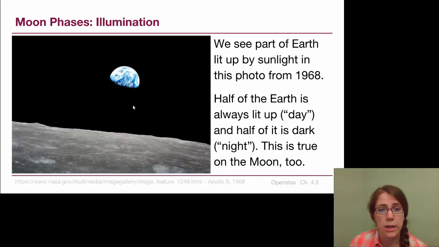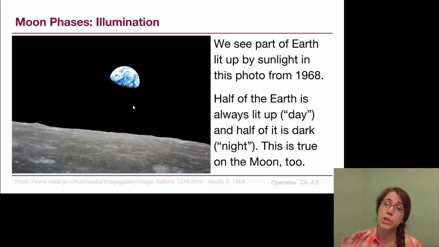We also see that the shape that we're looking at is a little bit more than half lit up, more than a semicircle. And the shape that we're seeing here is a gibbous shape. So that word that we're starting to get used to, the shape term, this would be a gibbous Earth if we were living on the moon looking at it. So we're comfortable with the idea that half of the Earth is always lit up, that's daytime, and half of the Earth is always dark, nighttime.